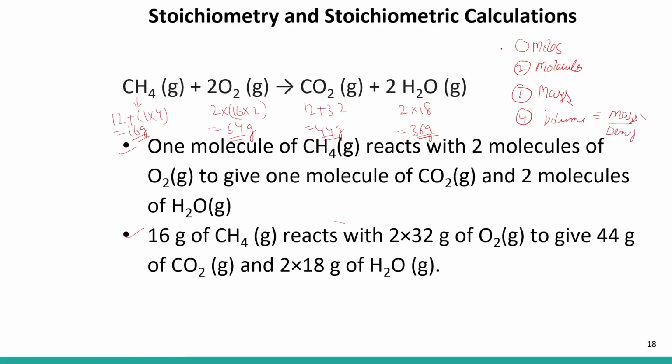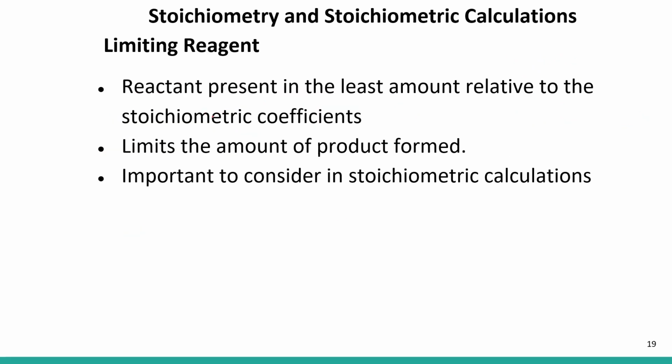So you can see here, all these four things you can get simply from the chemical equation: mole, molecules, mass, volume. Many more things can be derived using this. The state is also written here. Now you can also get an idea about the limiting reagent using the chemical equation.